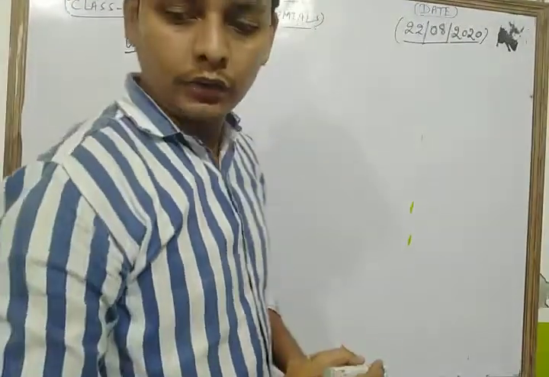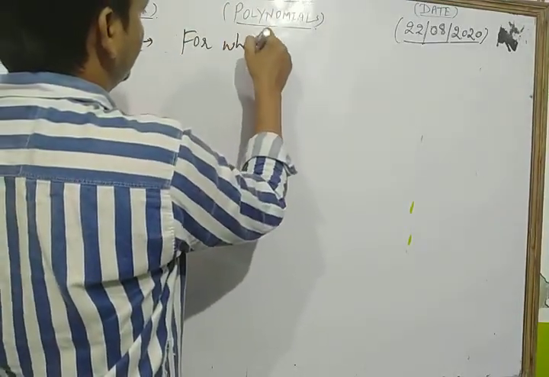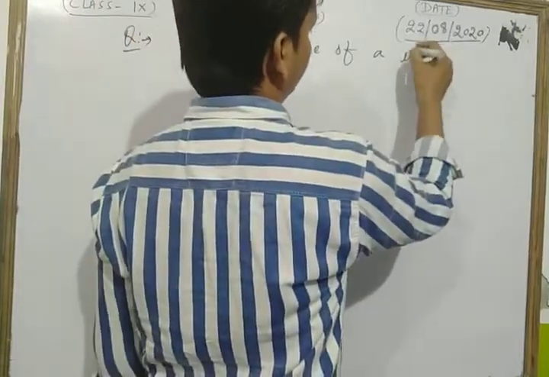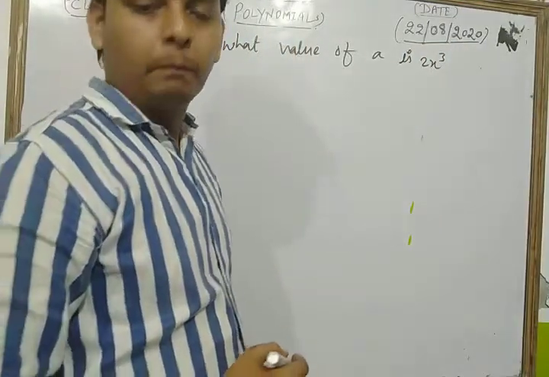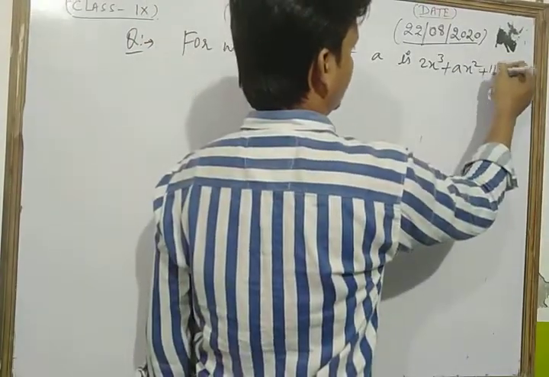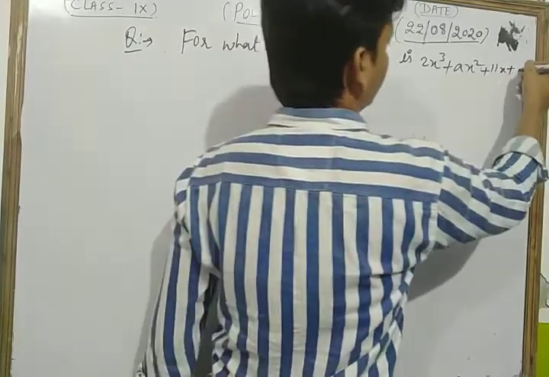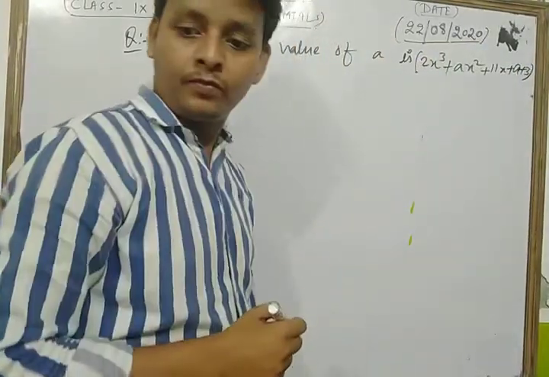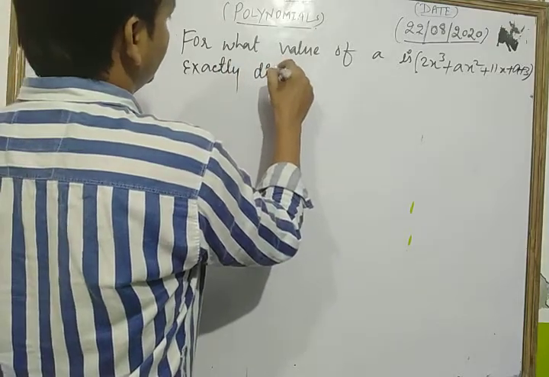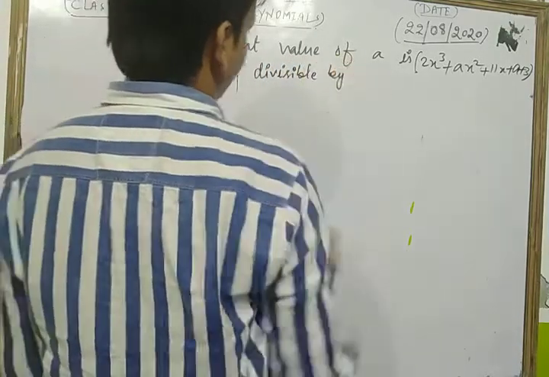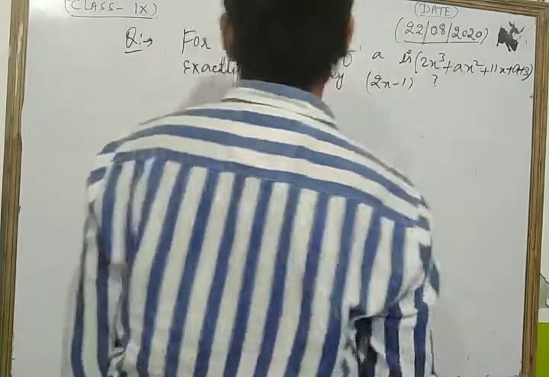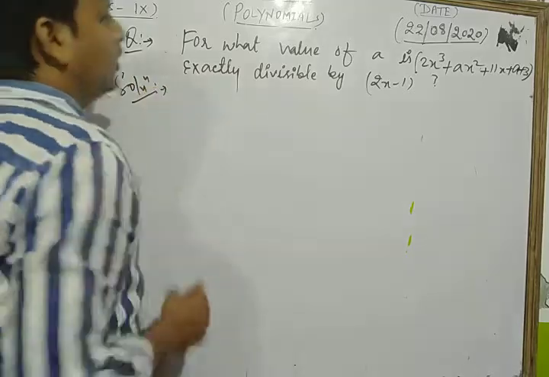We take some other question. Let's see. For what value of a is 2x cube plus ax square plus 11x plus a plus 3 exactly divisible by 2x minus 1?